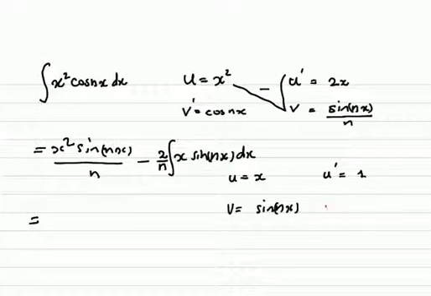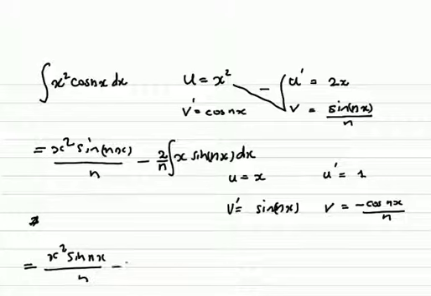Then our v, in this case sine, is a derivative. We could say that the sine is a derivative of minus cosine nx divided by the derivative of the argument. Let's cancel that and put an equal sign there. Then we can now copy this as x squared sine nx over n minus 2 over n.